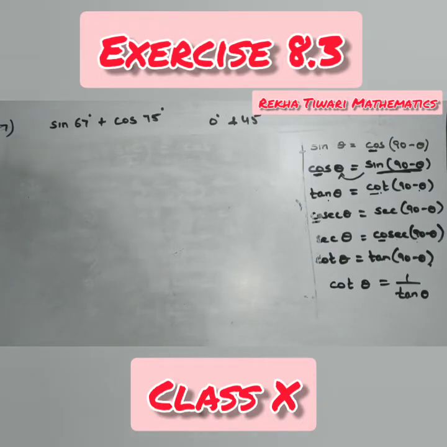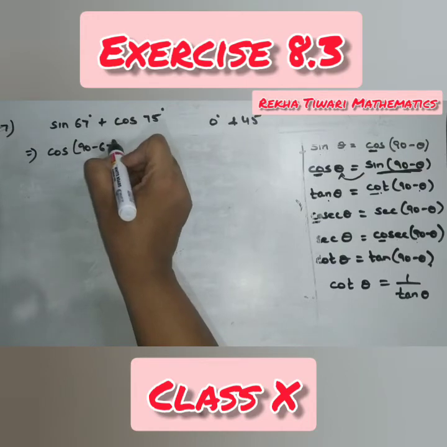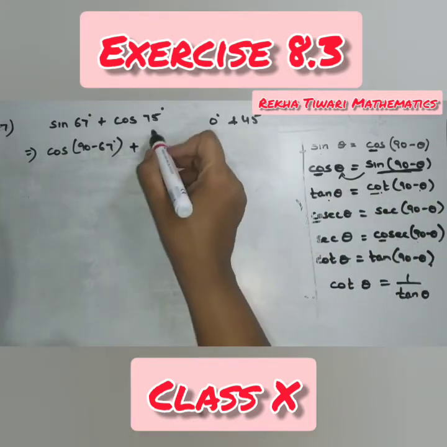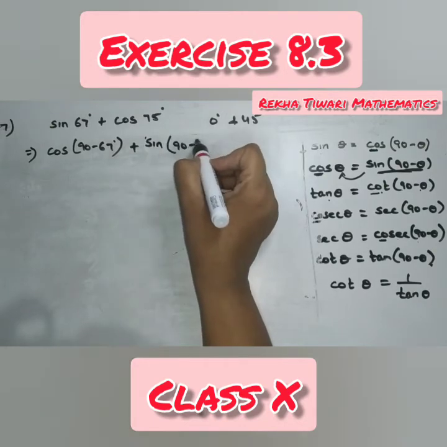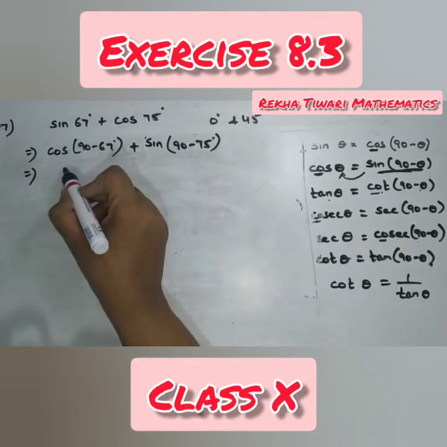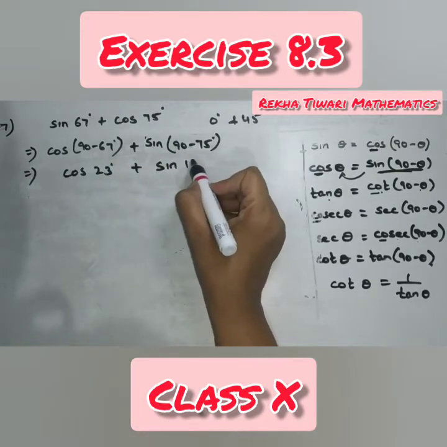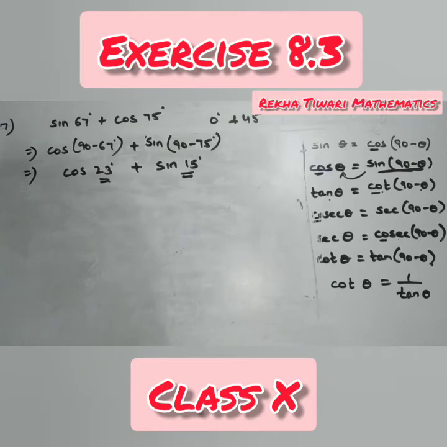So what we have to do, nothing else is given to us. So let us write down the complement of both. Okay. So sine 67 could be written as cos (90 minus 67) because sine theta is cos (90 minus theta), plus cos 75, since cos theta is sine (90 minus theta), could be written as sine (90 minus 75). Subtract this, you will get cos 23 degree plus sine 15 degree. See, angles are between 0 and 45 degree. Just you have to write the complement and you will get your result. So this is our exercise 8.3, the easiest one.